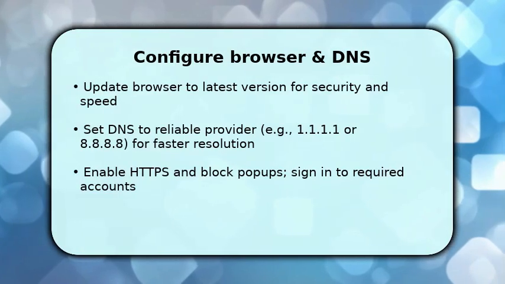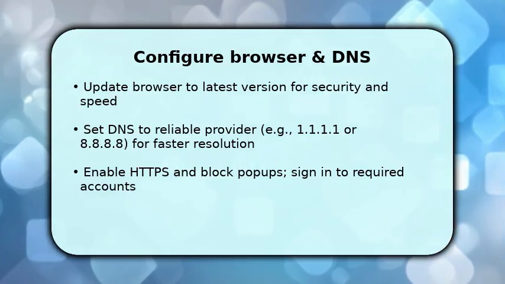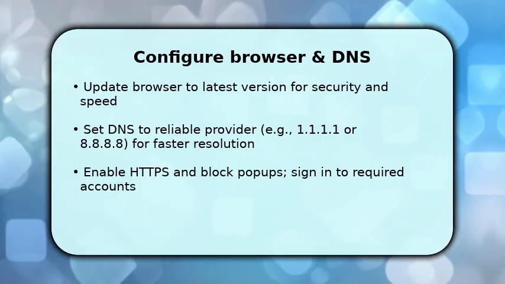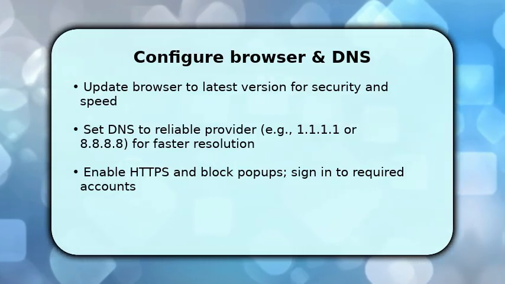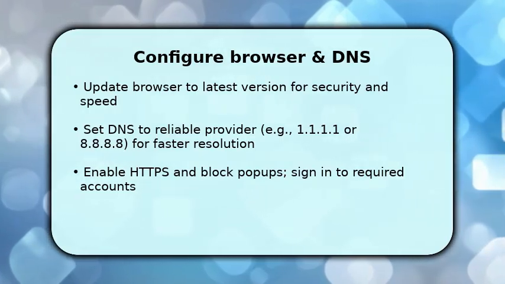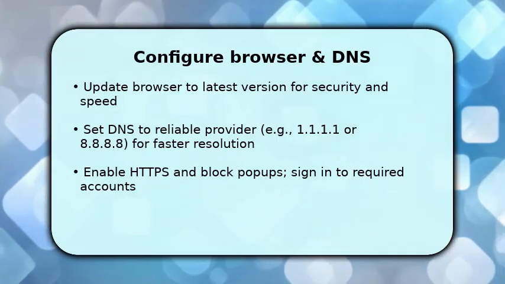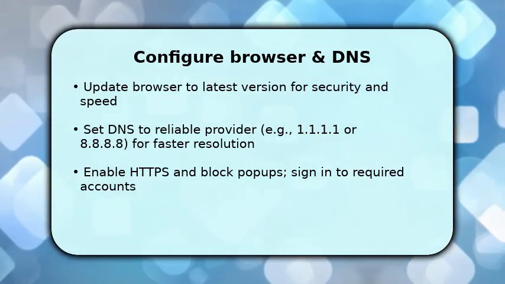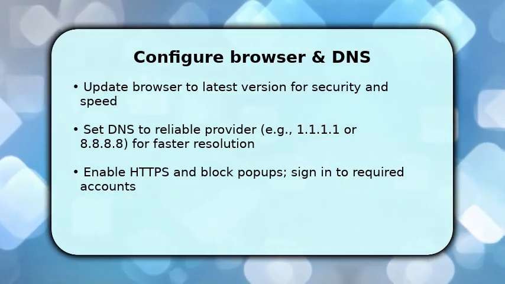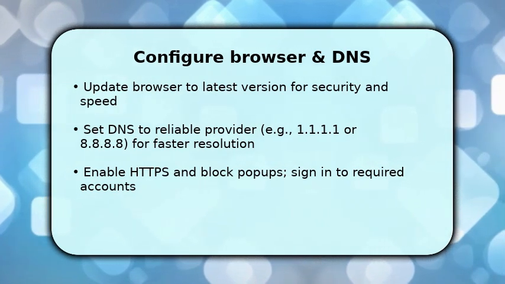Start by updating your browser. New versions fix bugs and improve performance. Then, change DNS in network settings to a reputable provider like 1.1.1.1 or 8.8.8.8. This often reduces page load time and prevents some censorship. Next, enable HTTPS only or secure connections and turn off intrusive pop-ups to protect sessions. Finally, sign into essential accounts such as email or cloud.